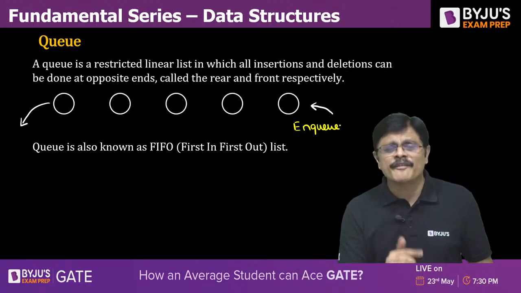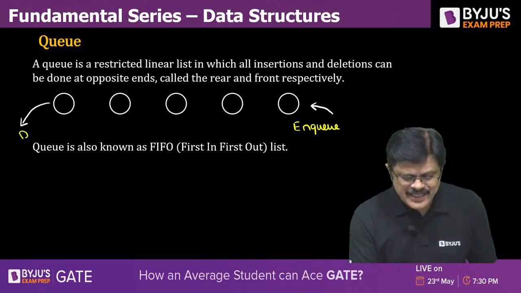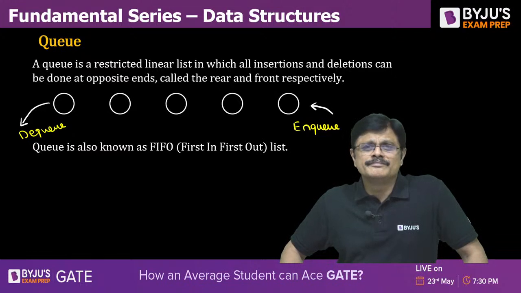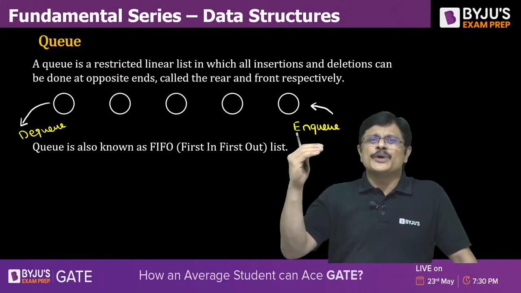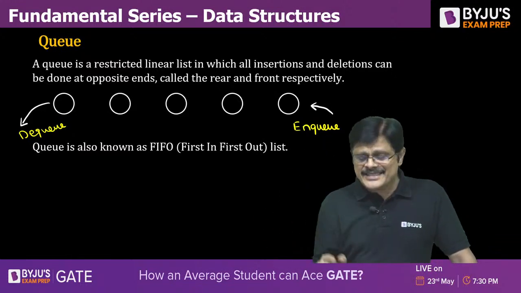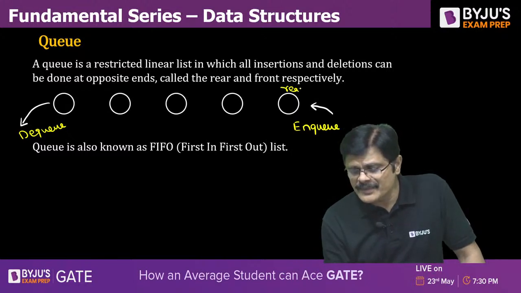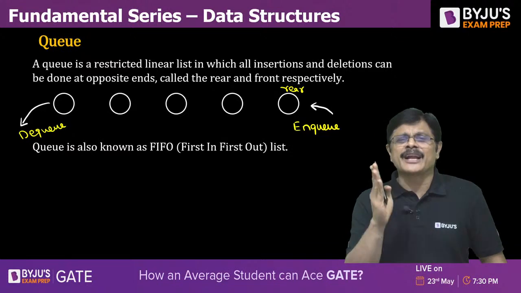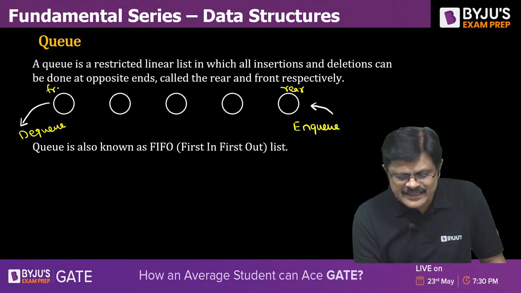And the process of deletion is what is called DQ operation. The process of insertion is called NQ. Generally, where you insert the element, that end is called the rear end. And deletions are done from one end, and that particular end is called the front end.